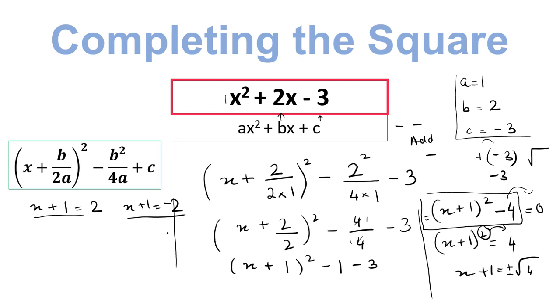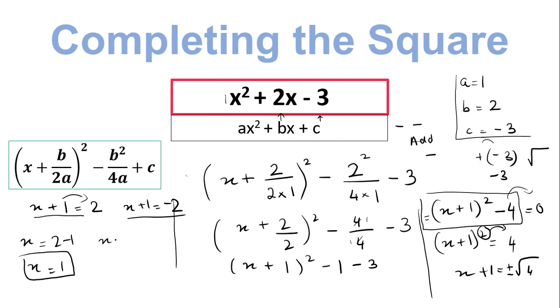If you are going to a higher degree, like x cubed, then you are supposed to get three values. If it's x to the fourth, four values, and it keeps going like that. Because this one is x squared, you are supposed to get two values most of the times. So now I have x plus 1 equals 2, so I take the 1 to the other side, so x is equal to 2 minus 1, x is equal to 1. This is one of my answers.